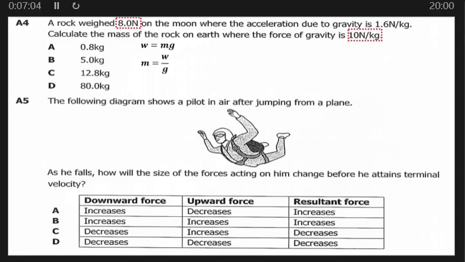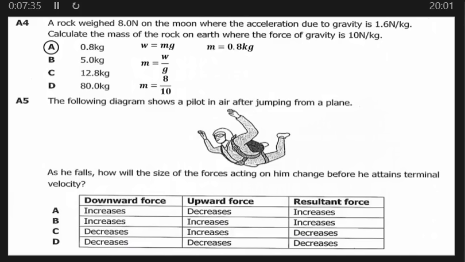That means that we are now supposed to substitute where we have weight, we place 8.0 newton, and where there's gravity, we place 10 newton per kilogram. So after substituting our values in the equation, we have 8 divided by 10, and that is going to give us mass as 0.8 kilogram. So our answer again here is A.